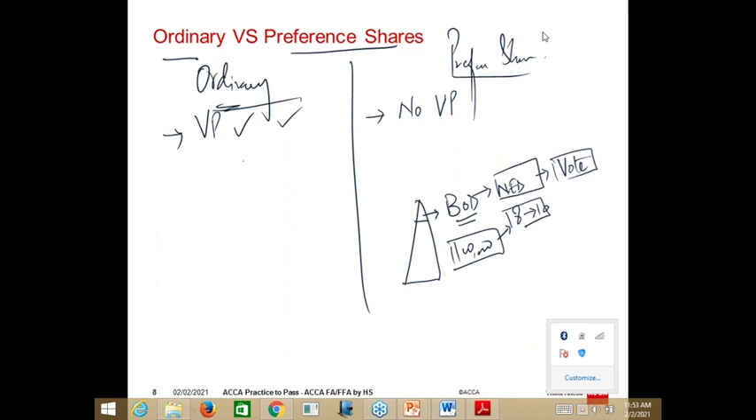A company can issue any number of shares. There is no limit for the company to issue. Like the company can issue 1 lakh shares, 2 lakh shares, it might be 100 lakh shares, might be 1 million, it might be 1 billion. It all depends on the company.